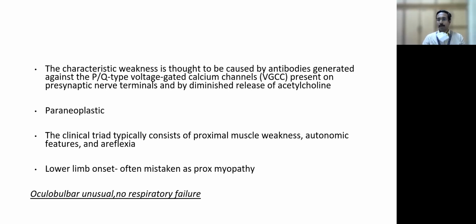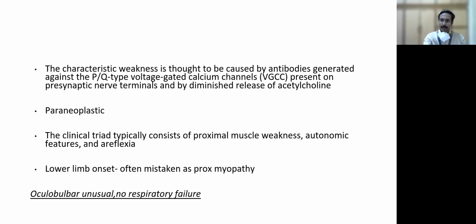So they're often considered to be maybe a nerve mimic or a proximal myopathy mimic, and sometimes not picked up. They don't come as aggressively or as rapidly as myasthenia gravis. Oculobulbar presentations are actually not very common with them. It's actually lower limb weakness which comes. It's an ascending kind of weakness in which they develop.